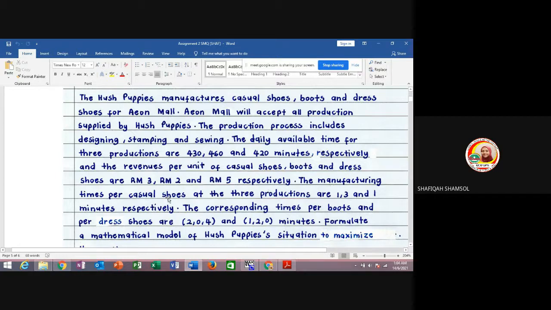The manufacturing times per casual shoes at the 3 productions are 1, 3 and 1 minutes respectively. The corresponding times per boots and per dress shoes are 2, 0, 4 and 1, 2, 0 minutes. Formulate a mathematical model of the Hush Puppies situation to maximize the profit.